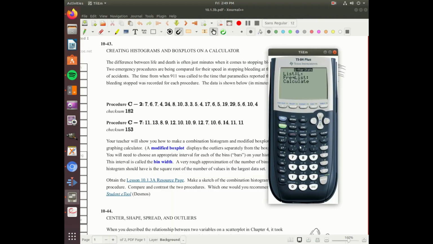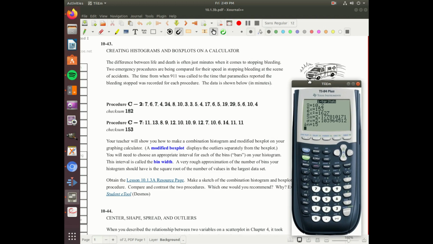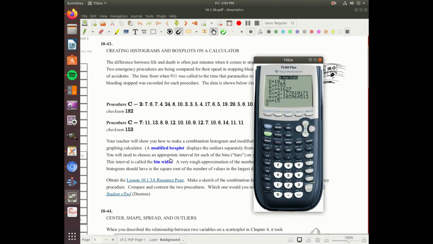And I will change this to L2 now. And I will go calculate, and you can see that I have a checksum of 153, so I feel pretty good about that. And now what I need to do is make a modified box plot where the outliers are shown separately. We'll talk about all this as we go. We need to choose our bin width and all that good stuff.